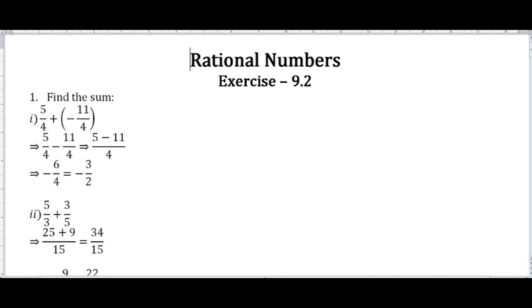Then I would like to introduce and tell you about a rational number with 4 mathematical operations, that are addition, subtraction, multiplication and division. That is in exercise 9.2. So first of all, I would like to tell you the meaning of rational numbers. When you say rational numbers, that is taken from ratio. We all know that the ratio is the fractional definition of certain numbers.